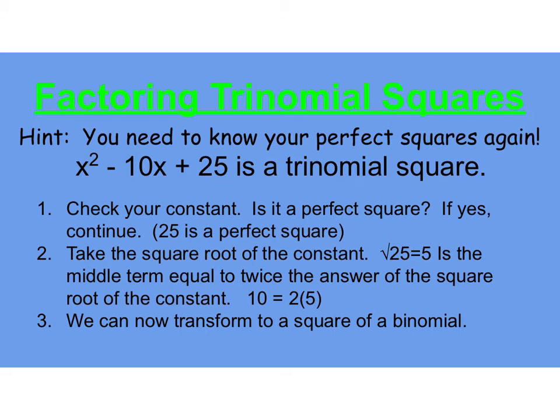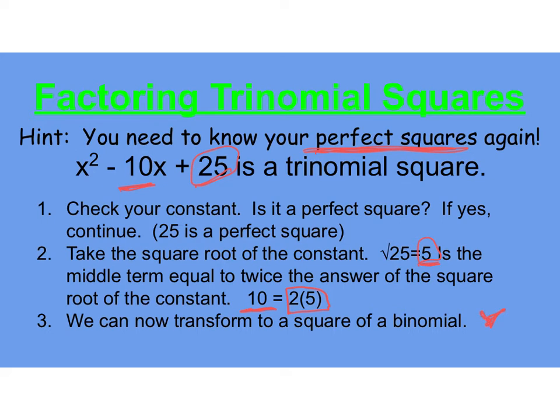Next, for factoring trinomial squares, again, you need to know your perfect squares. All you need to do is check your constant. Is it a perfect square? If yes, take the square root of it. Notice I got 5. And then double it. If I double it and I get 10, it is a trinomial square.